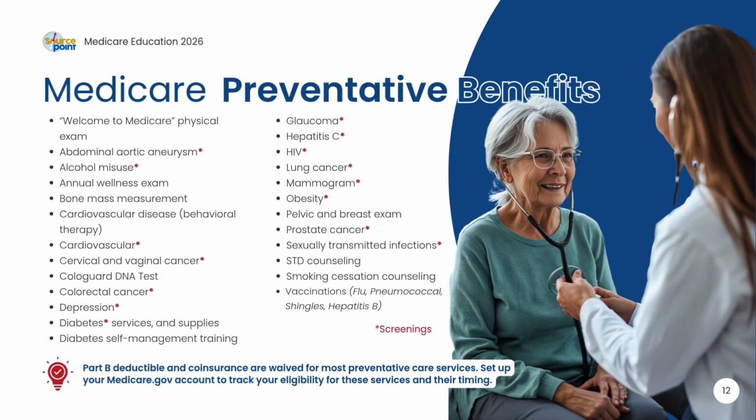This slide lists the Medicare preventative benefits that are covered. Medicare Part B deductible and co-insurance are waived for most preventive care services. Please note that not all services listed are payable every year. To keep track of your eligibility for each covered benefit, consider setting up an account on Medicare.gov. This account will also display the status of any claims processed by Medicare. Since Medicare only sends out benefit summary notices every 3 months, you can see claims as soon as they are processed.